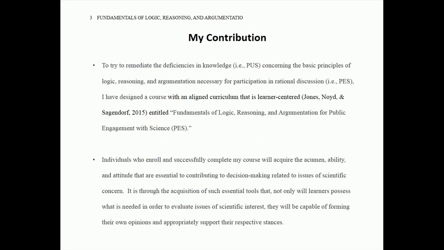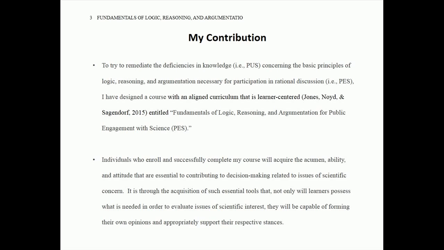To try to remediate the deficiencies in knowledge, that is, PUS, concerning the basic principles of logic, reasoning, and argumentation necessary for participation in rational discussion, that is, PES, I have designed a course with an aligned curriculum that is learner-centered. Jones, Noyd, and Sagendorf, 2015, entitled Fundamentals of Logic, Reasoning, and Argumentation for Public Engagement with Science, PES.